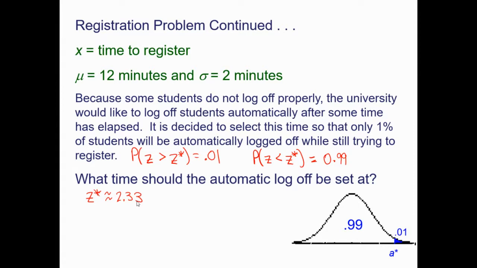Now, that's not what they ask us. They don't ask us for the 2.33. They ask us for the time. So I have to set up an equation here to find my x. I have to do x minus my mean divided by the standard deviation. That has to be equal to my z star, because it's asking for time. Time is our variable.